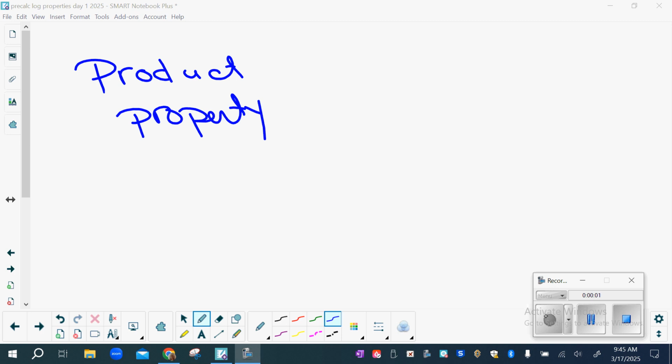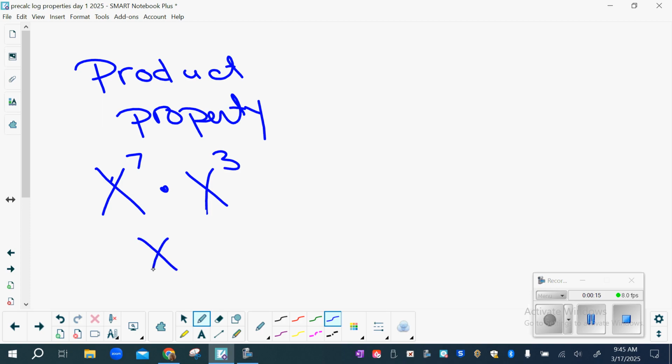We did exponents, we added when we were multiplying. So if we had x to the 7th times x to the 3rd, we are multiplying as a product, but we didn't make it x to the 21. We added the exponents. So we knew that exponents and multiplying and adding were like a little partnership. Same thing with logs. So here we go.